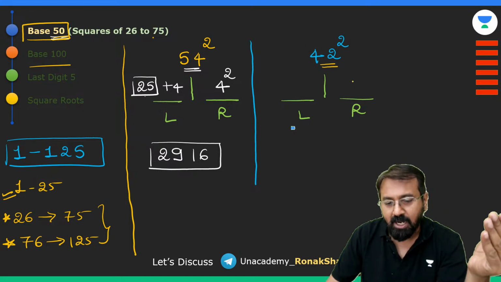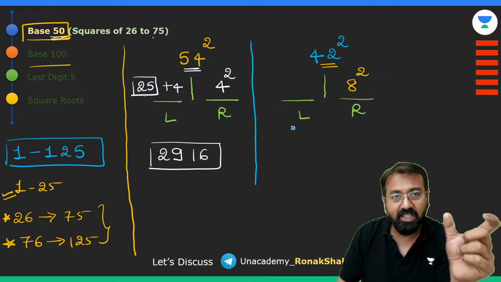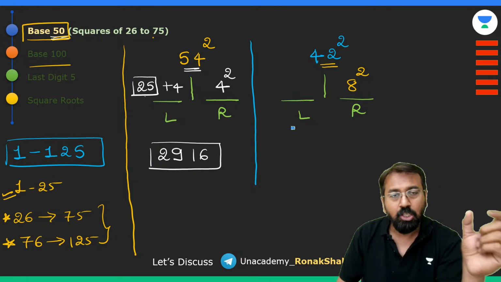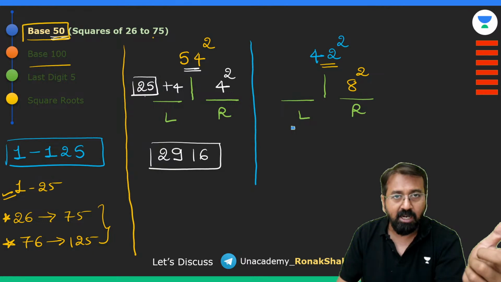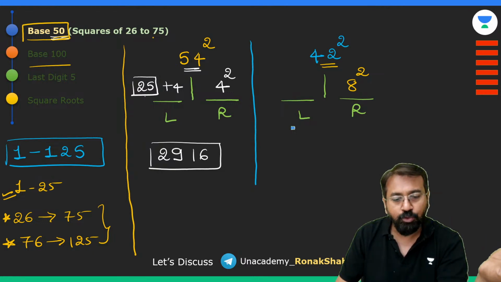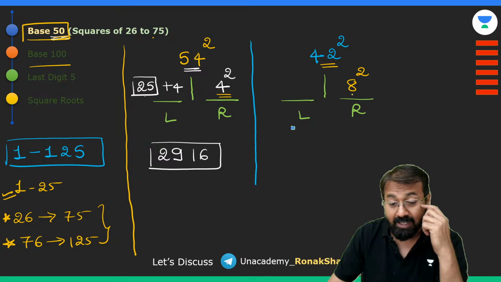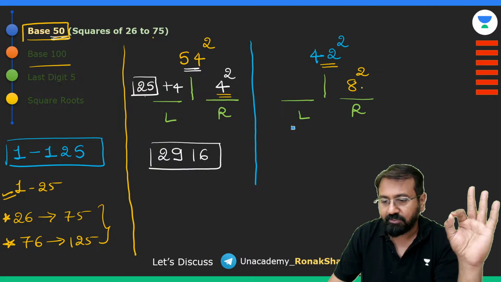So in the right part, you will write down 8 square. Whatever number is greater than or less than the base, you will write the square of that particular part in the right part. So 54 was 4 more than 50, so we wrote 4 square in the right part. 42 is 8 less than 50, so we will write 8 square in the right part. Are you all clear with this?